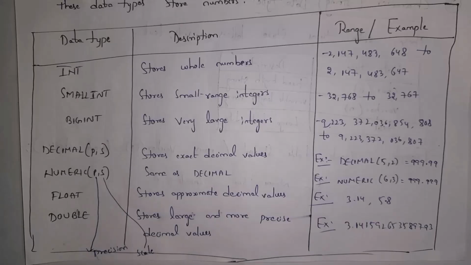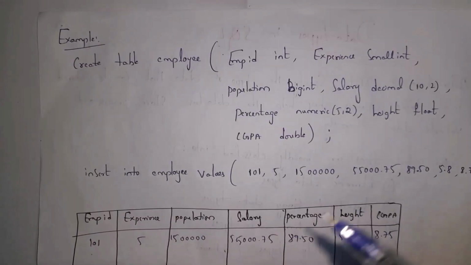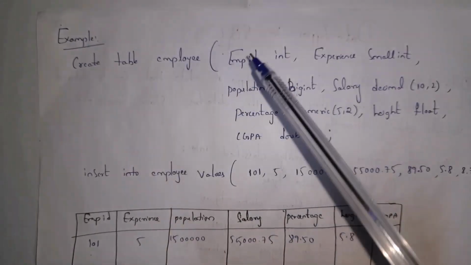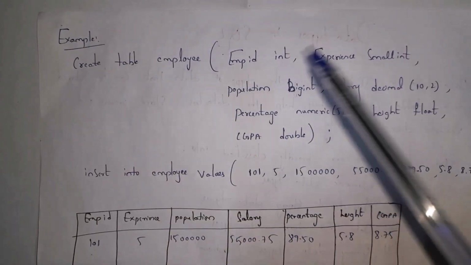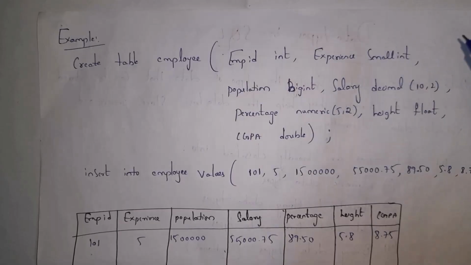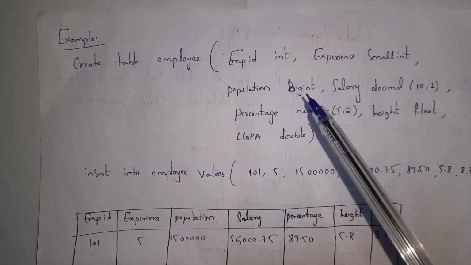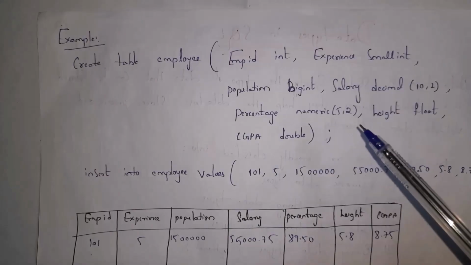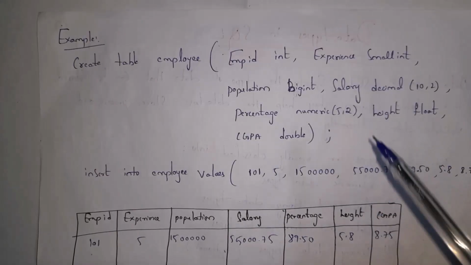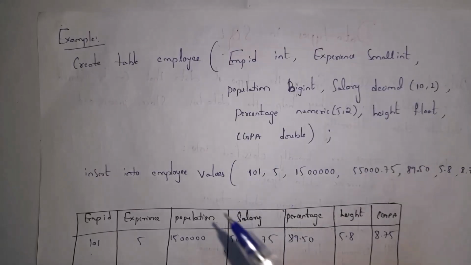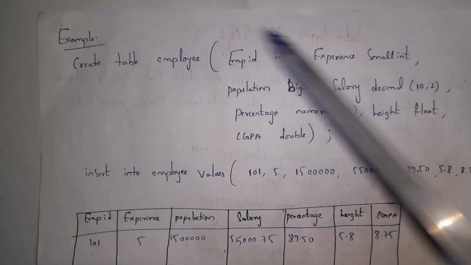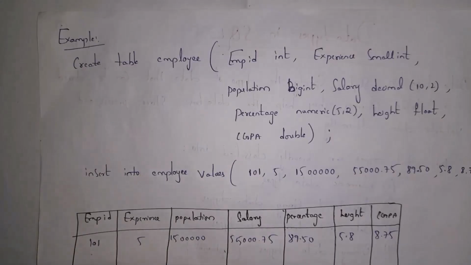I'll give one example. I will create an employee table by applying all those data types. So: create table employee, open bracket, employeeID with data type int, experience with data type smallint, comma, population with data type bigint, comma, salary decimal with precision 10 and scale 2, and percentage numeric with precision 5 and scale 2, height which is float data type, and CGPA double data type, include a comma for each, and then close the bracket and give a semicolon. Whenever I write this code and click enter, the employee table is created with all these columns.